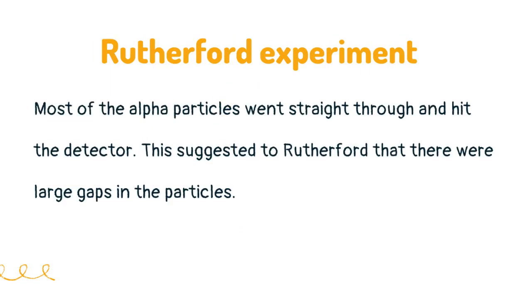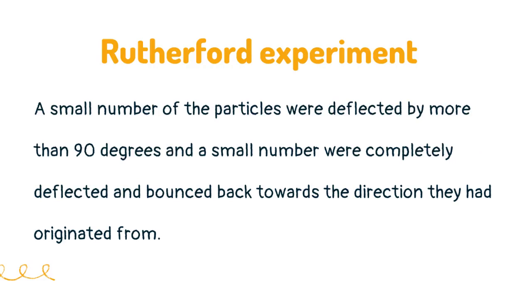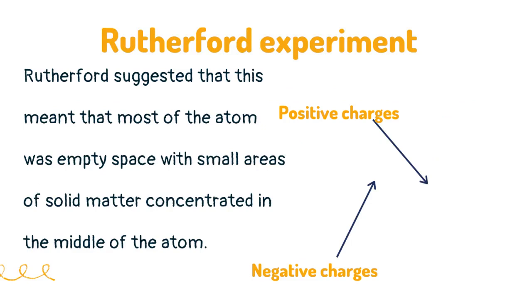Most of the alpha particles went straight through and hit the detector. This suggested to Rutherford that there were large gaps in the particles. However, some of the alpha particles ricocheted at an angle. This suggested to Rutherford that the alpha particles had been deflected by a similar charge. A small number of the particles were deflected by more than 90 degrees and a small number were completely deflected and bounced back towards the direction they had originated from. Rutherford suggested that this meant that most of the atom was empty space with small areas of solid matter concentrated in the middle of the atom.